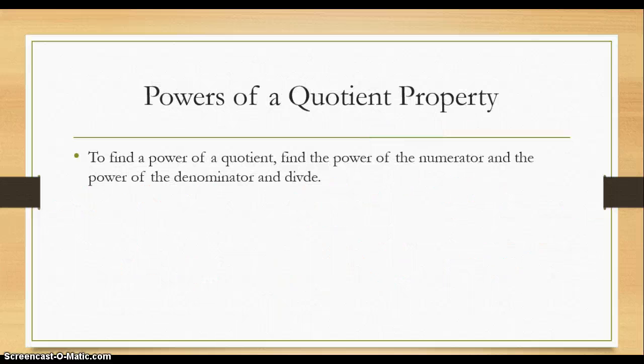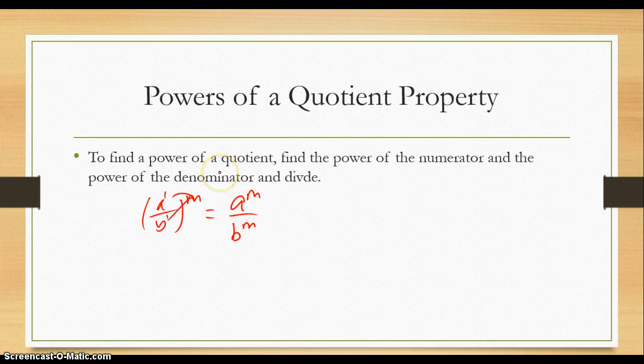So powers of a quotient property. To find the power of a quotient, find the power of the numerator and the power of the denominator and then divide. Kind of what I was just talking about, but to the n power. Okay, so remember these have an exponent of 1 on it, and that outside power you're going to distribute to all of the exponents within the problem. So a to the m power divided by b to the m power.